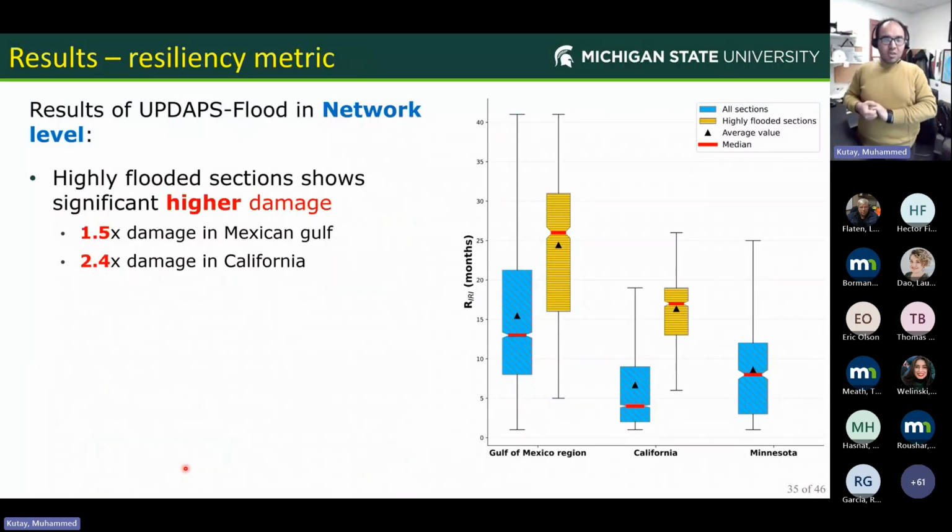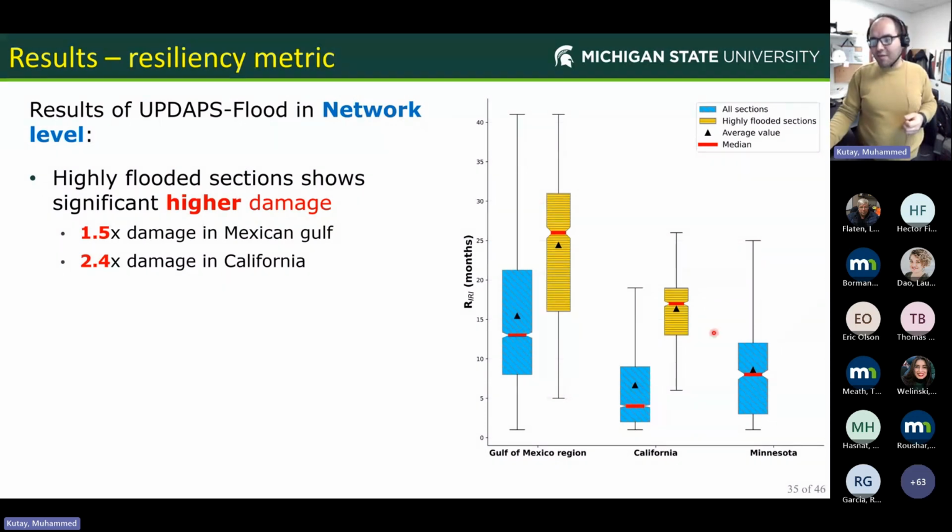The other thing that you can see here is that the highly flooded sections, for example, if you compare the yellow ones with the blue ones, the bar graphs, you can see that the highly flooded sections in the Gulf of Mexico have about 1.5 times more damage, and in California, the highly flooded section has about 2.5 times more damage. So if you have a highly flooded section, you definitely expect more damage from flooding, and you can definitely see that in this graph.